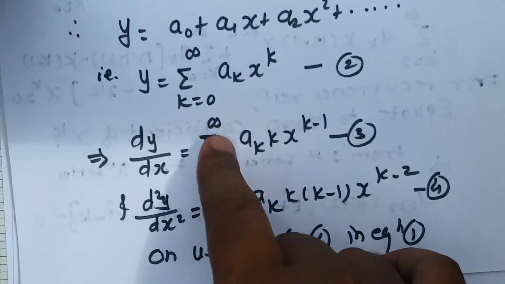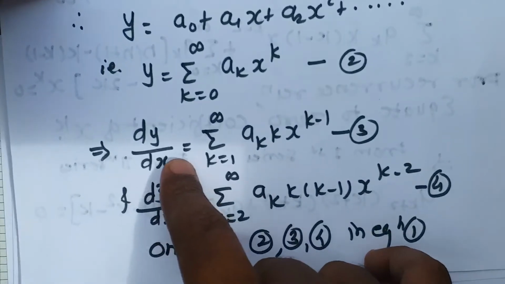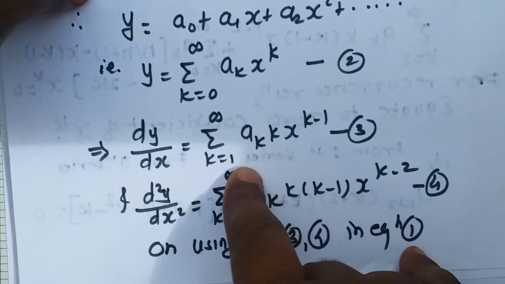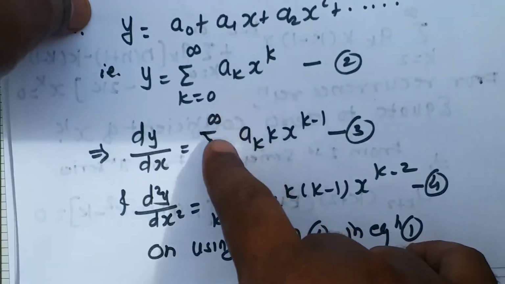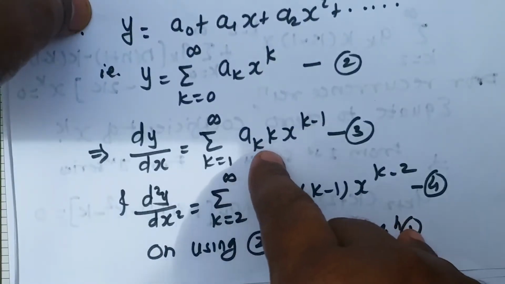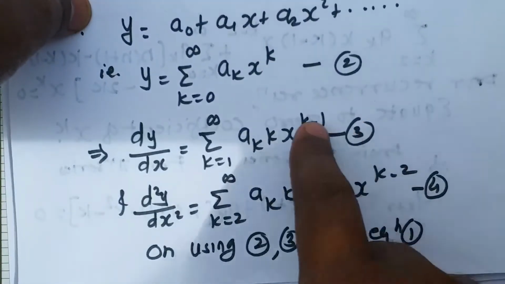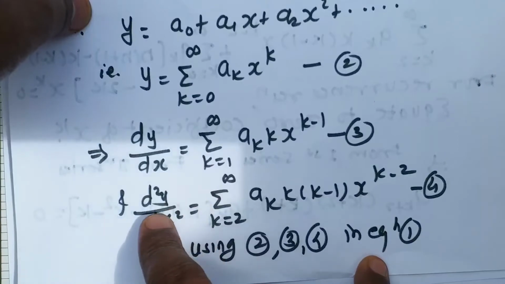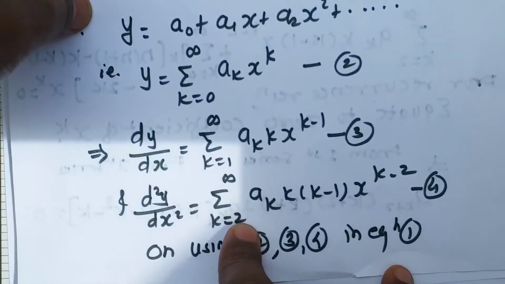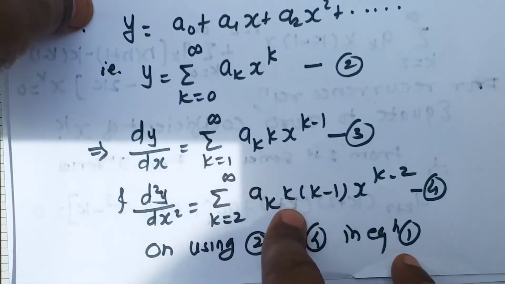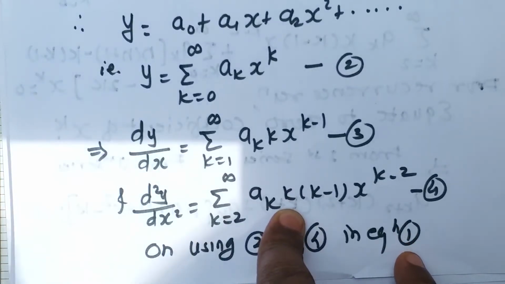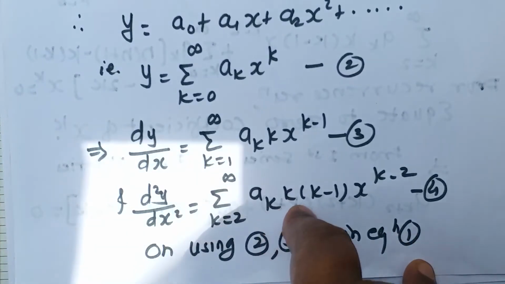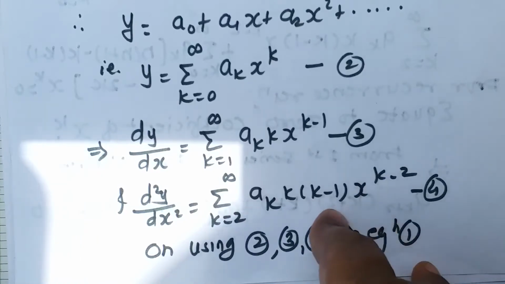Now differentiate this with respect to x. After differentiating with respect to x, our series starts from k equal to 1 to infinity in the power series method: ak k x raised to k minus 1 is the derivative. For the double derivative d2y by dx square, the series starts from k equal to 2 to infinity after differentiating, and the derivative will be ak into k minus 1 x raised to k minus 2.